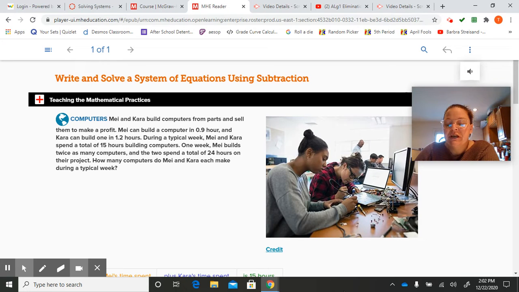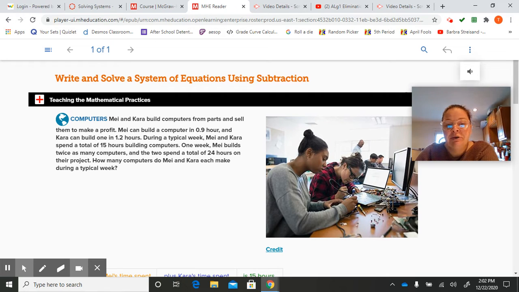Here is everybody's absolute favorite thing, a story problem. Here we go. May and Kara build computers from parts and sell them to make a profit. May can build a computer in 0.9 hours and Kara can build one in 1.2 hours. During a typical week, May and Kara spend a total of 15 hours building computers.